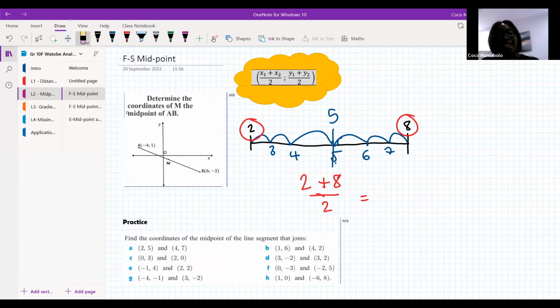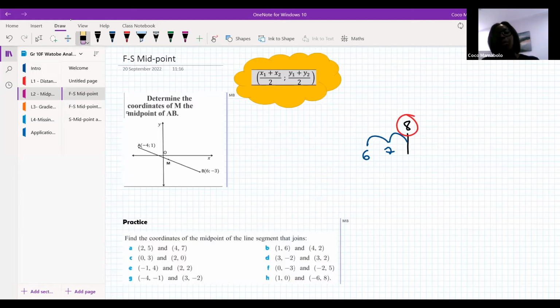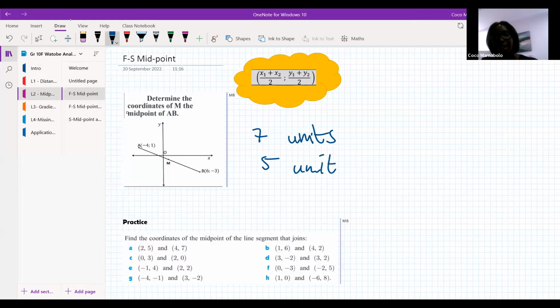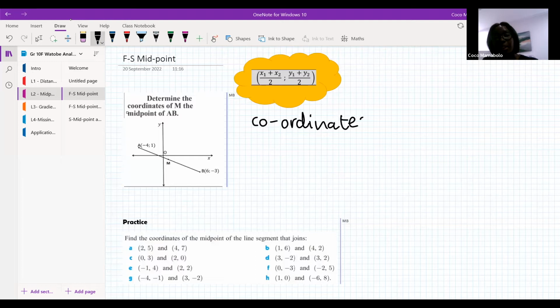Now, I need to just remind you guys, when I was calculating for the distance formula, or calculating the distance between 2 points, I had a length. So I will have something like 7 units. That would be my answer. My answer would just be 7 units or 5 units. That's all. But when I am calculating for my midpoint, I am going to get another set of coordinates. I'm going to get a coordinate. Okay, I will not get a length. I will get a coordinate. So I will have an X value and I will have a Y value.